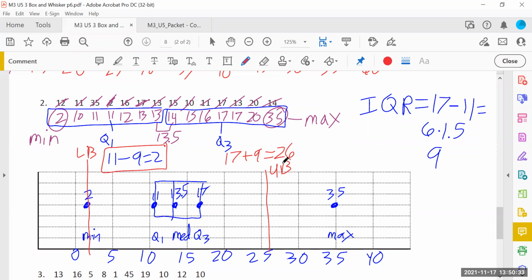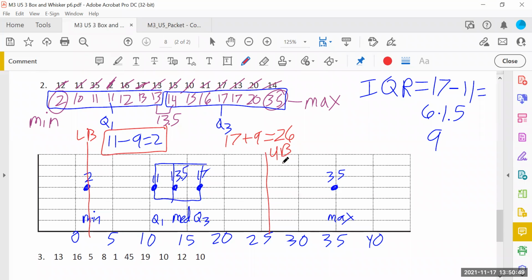We got our box. The IQR is the width of our box. We're going from my box, 1.5 boxes above, 1.5 boxes below. Anything outside that is an outlier. So again, this distance right here, this was 6. So I go 6 times 1.5 this way, 6 times 1.5 that way. That's the upper and lower bound.